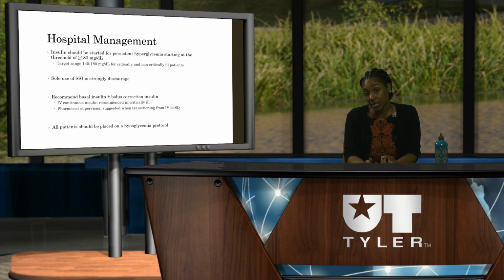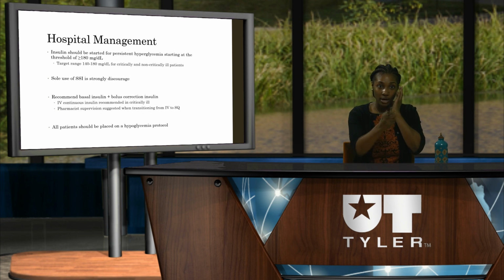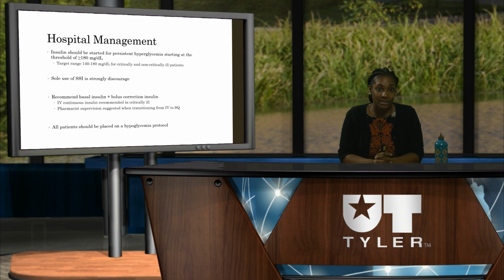So that's a little bit different than our outpatients, our general patients, where the goals were fasting 80 to 130, postprandial less than 180. Here, with these patients, we want their sugars to be a little bit in the middle, 140 to 180. Sole use of sliding scale insulin is strongly discouraged. So they don't want you chasing the blood sugars in these patients that are critically or even non-critically ill, patients that are hospitalized.